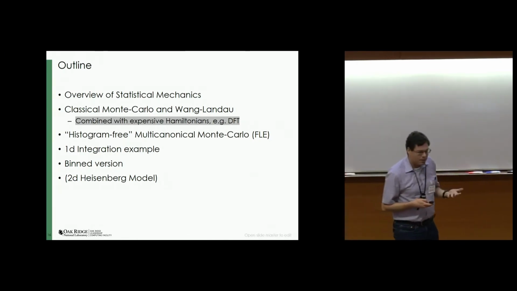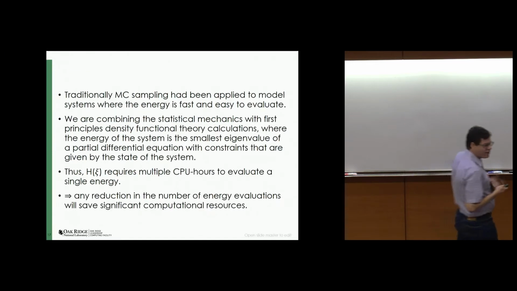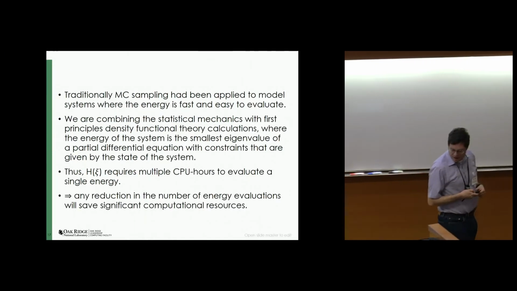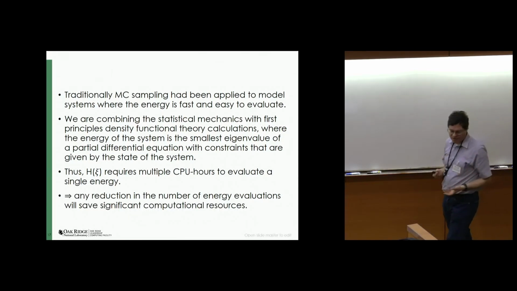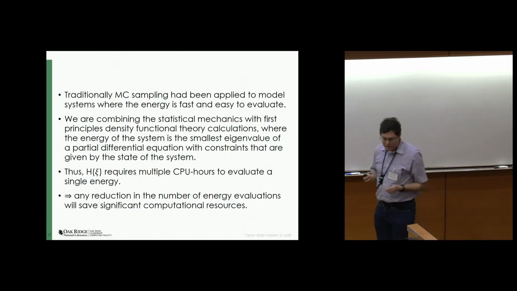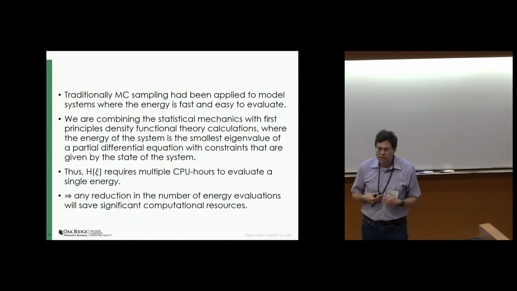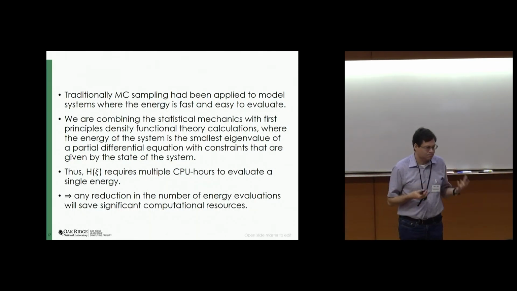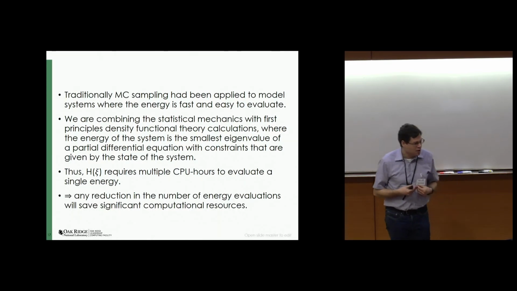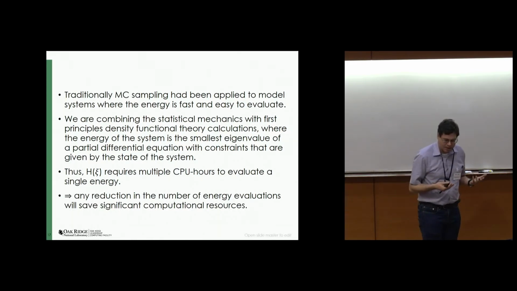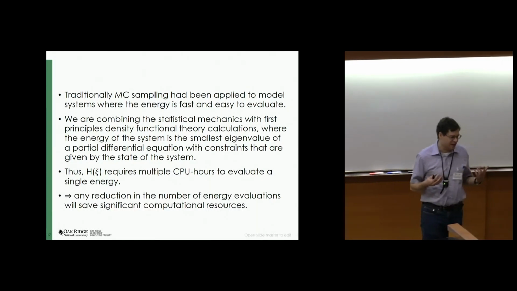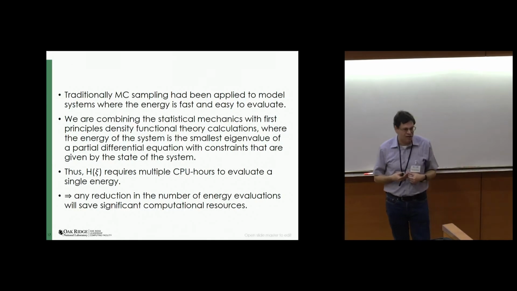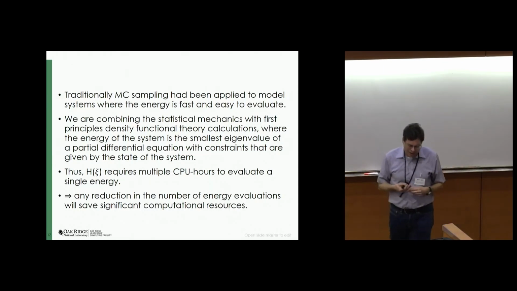So all this works very well if you have a very cheap and easily evaluated Hamiltonian, if it can be done fast. The standard models that are usually looked at are the Ising model or a simple Lennard-Jones model, where it takes milliseconds to evaluate the energy even for a large system.